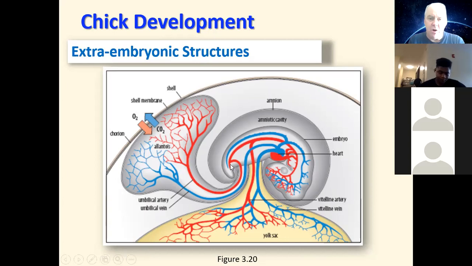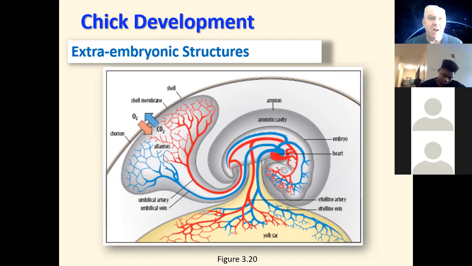The other important part of the umbilicus here is the vitelline artery and the vitelline vein. So the vitelline artery is going to bring blood down into the yolk sac and pick up nutrients. And then the vitelline veins will bring nutriated, oh, that's a good word, I think I just made that word up, nutriated blood back into the embryo.